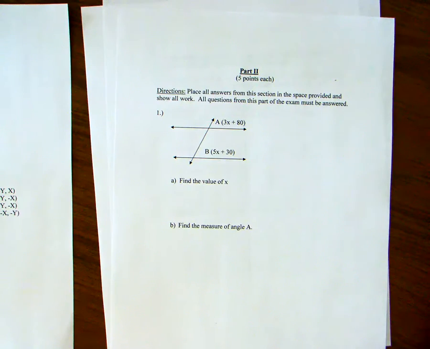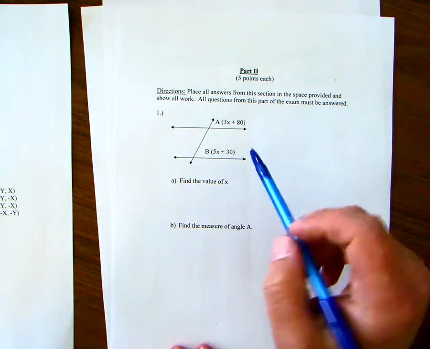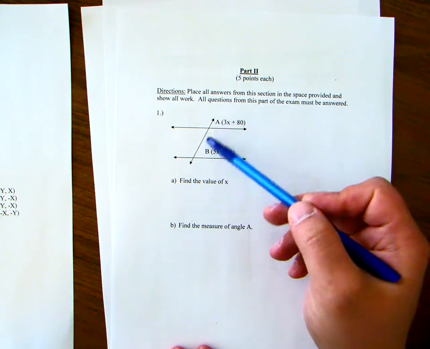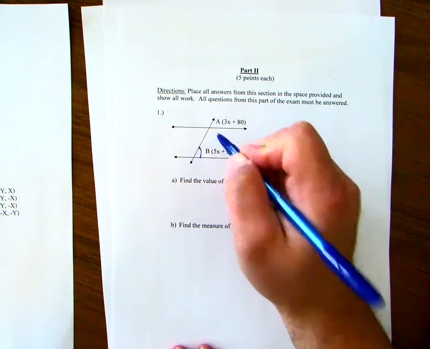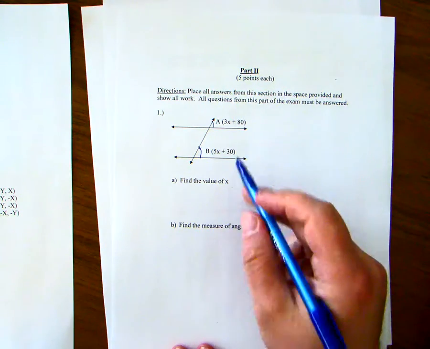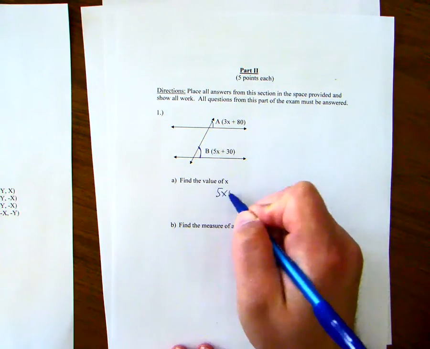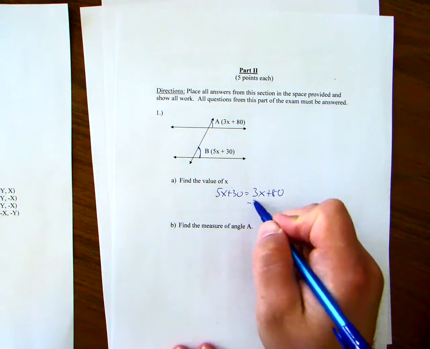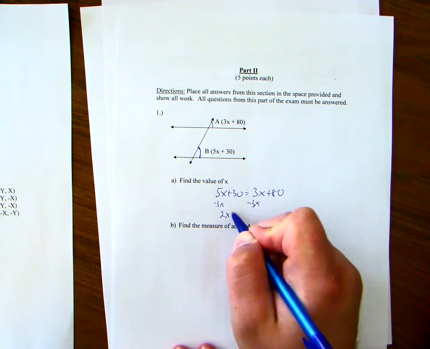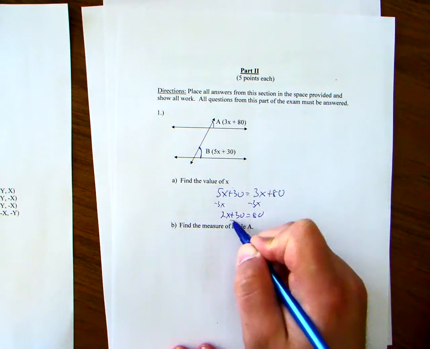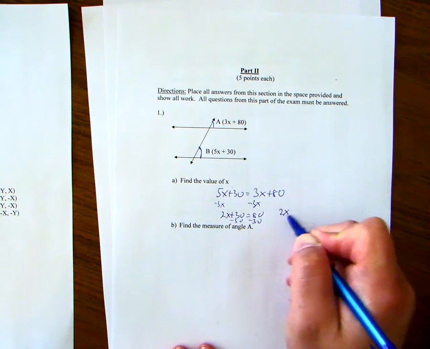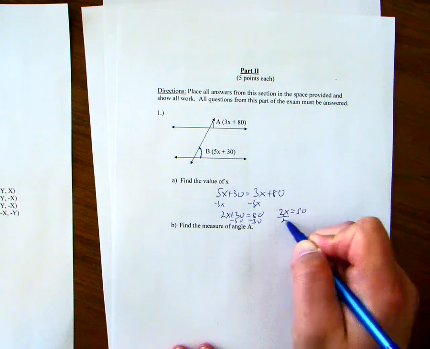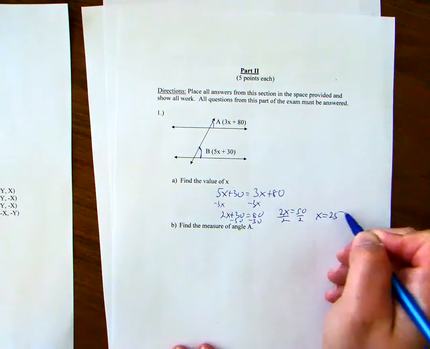Part 2. Show all work, and you must show all work. Don't try to shortcut it. Over here we have two parallel lines with a transversal cutting it. This angle and this angle are equal. So to find the value of x, I set those equal to each other. 5x plus 30 equals 3x plus 80. Subtract 3x. 2x plus 30 equals 80. Subtract 30. 2x equals 50. Divide by 2. X equals 25.